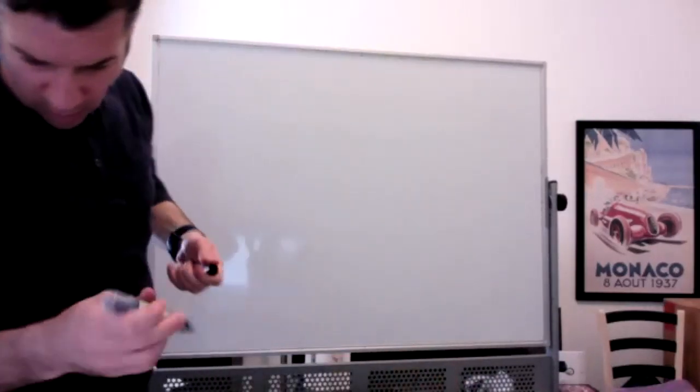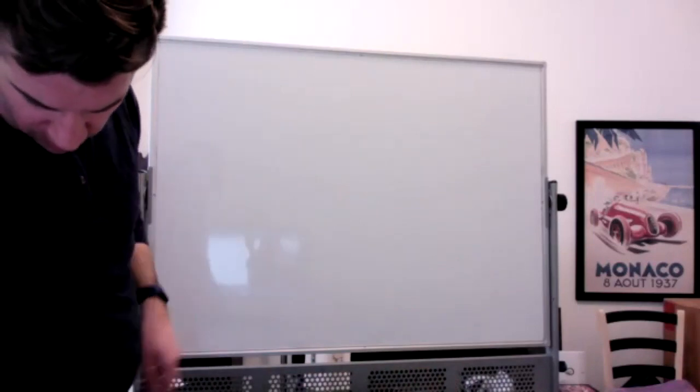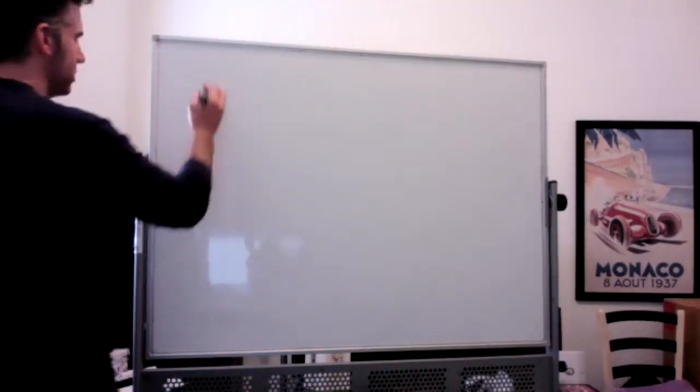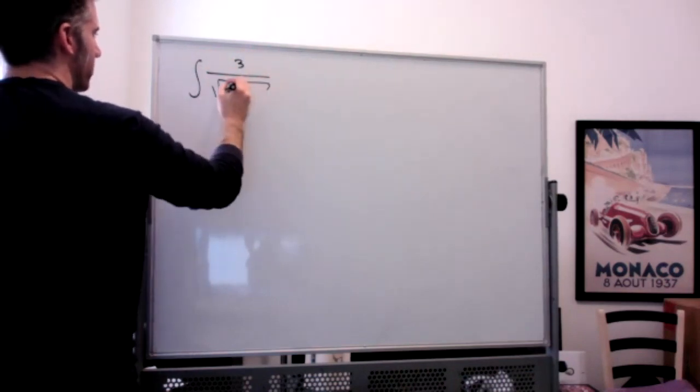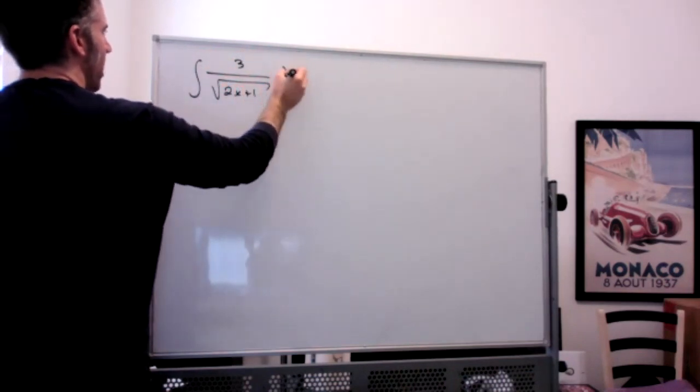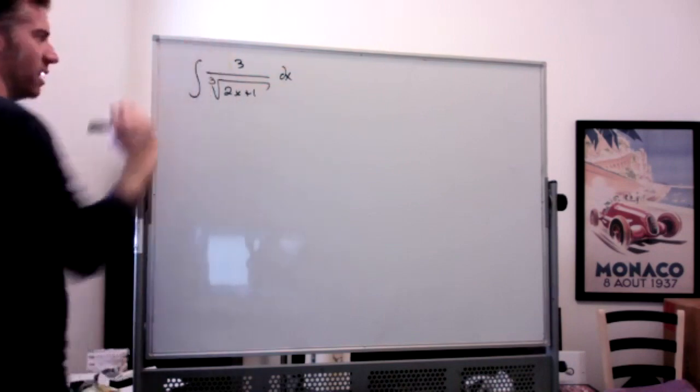Let's see what I've got here. Sure, let's look at that one and that one. So I was asked these 2 questions. Let's do this one first. Do the integral of 3 over the square root of 2x plus 1. Well, let's make it a cube root. Let's spice it up a little.